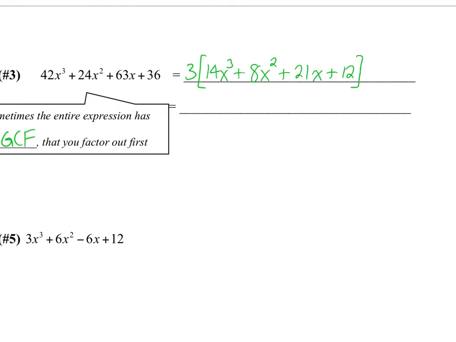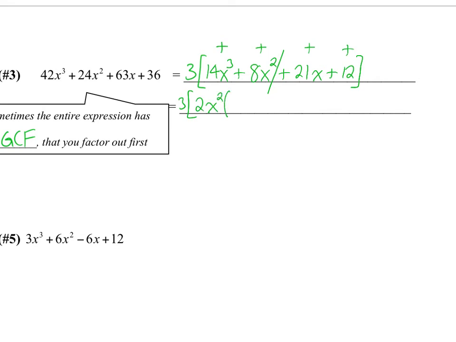So now we're going to do what we were doing before. We're going to split it in the middle here. We're going to check our signs. These are both positive. These are both positive. And so we're going to put 3 in front. Now what's the GCF? We can pull out a 14x to the third and 8x squared. We can pull out 2x squared.